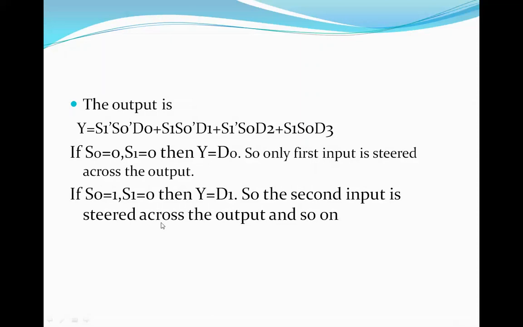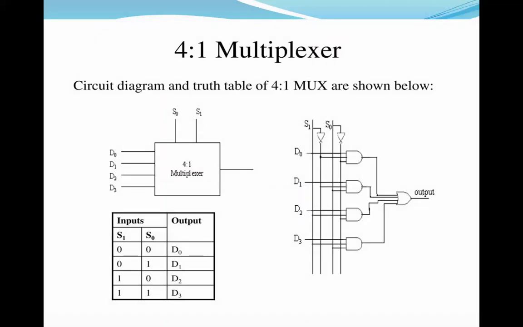So if S0 is equal to 0 and S1 is equal to 0, then Y, that means the output, is equal to D0. That means at that time D0 will be selected as its output. So only the first input is passed across to the output. If S0 is equal to 1 and S1 is equal to 0, then Y is equal to D1. So the second input is passed across to the output, and so on for the rest of the two. So this is how we implement the 4 cross 1 multiplexer.